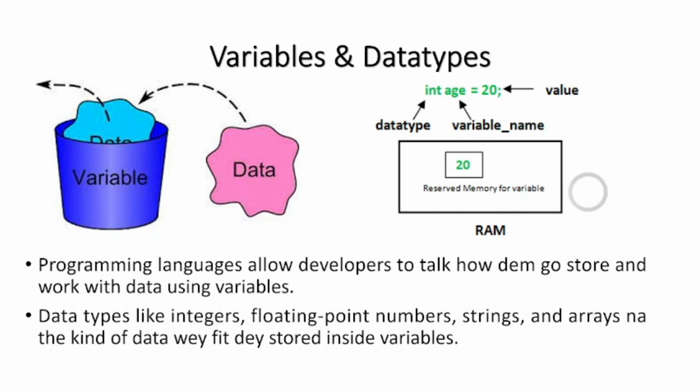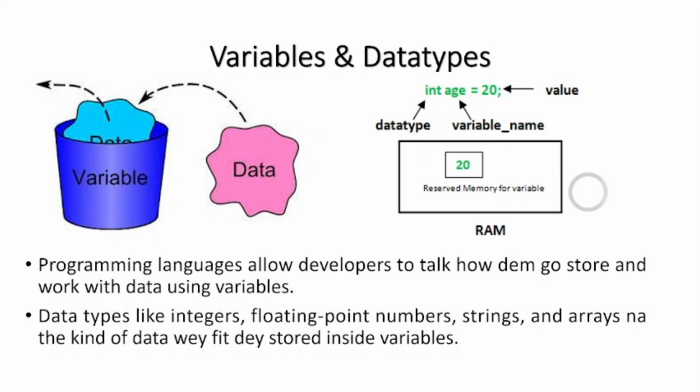Now let's talk about wetin we dey call variables and data types. Now make I first talk about data type before I talk about variables. Programming language allow developers to talk how dem go take store and work with data using wetin dey call variable. That means if you wan save something inside one small place, whereby anytime wey you need am you go call am, we dey call that thing variable for programming language. Data types like integer, float, number, strings, array na the kind of data wey we fit store inside the variable.